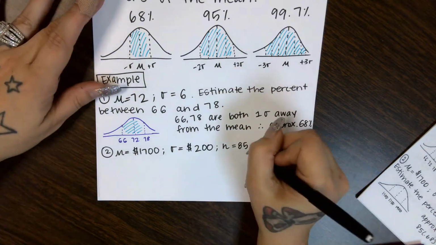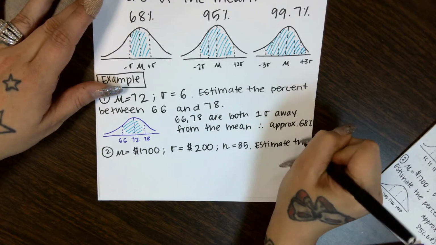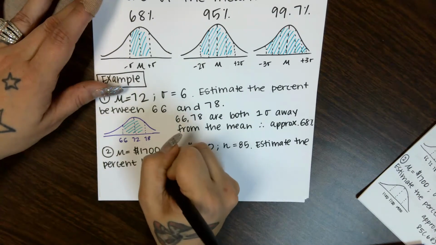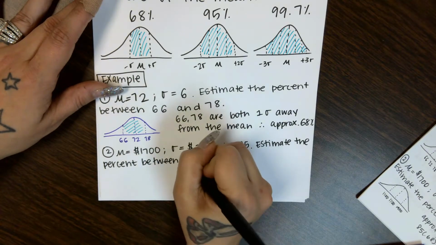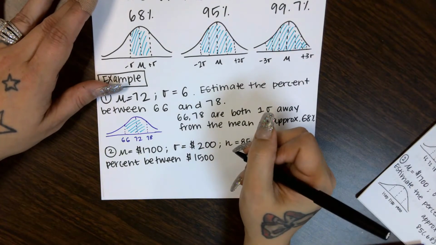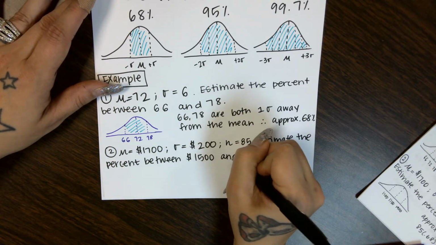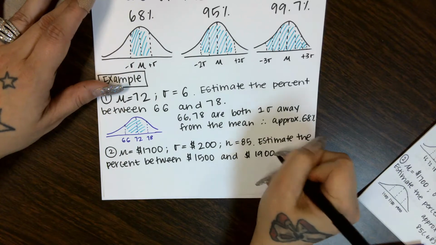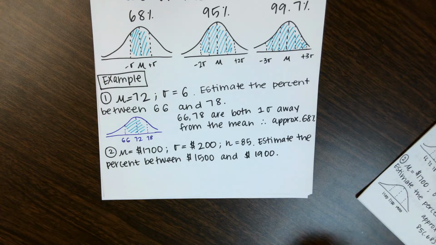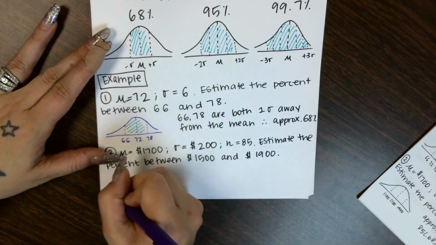Now what we're going to do is we're going to estimate between 1,500, so I can estimate how many farms cost between 1,500 and 1,900. So I throw in a little sketch, just because it helps me see.